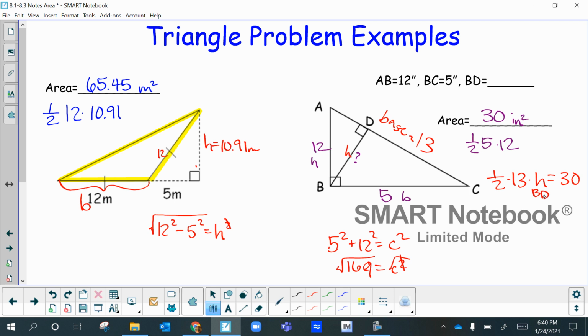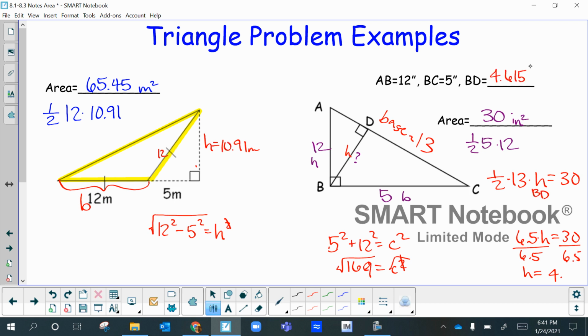So half of 13 is 6.5. So 6.5 times h is equal to 30. I just have to divide by 6.5 on both sides. So what is 30 divided by 6.5? 4.615 is going to be this height right here. So you can use the area to figure that out because, again, the base can be represented differently. So 4.615.